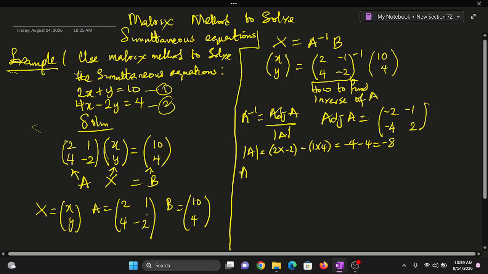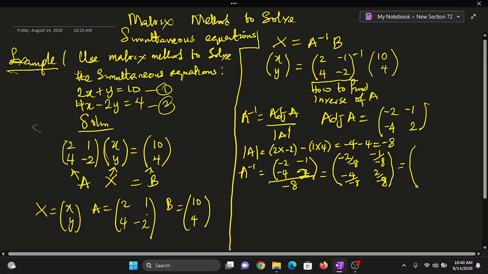Now your inverse is now going to be the division, which is going to be minus 2, minus 1, minus 4, and 2, divided by minus 8. Now follow me. We use that minus 8 to divide, and we have minus 2 divided by minus 8, minus 1 divided by minus 8, minus 4 divided by minus 8, and 2 divided by minus 8. Now, having done that, I believe that's not stressful.